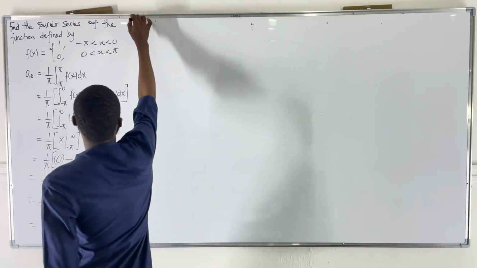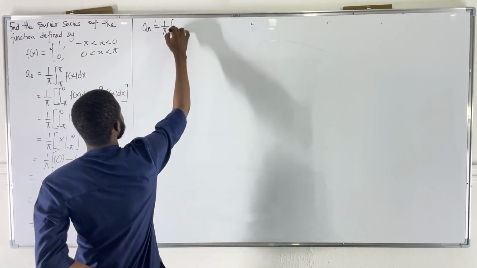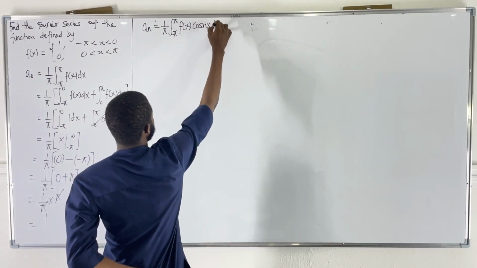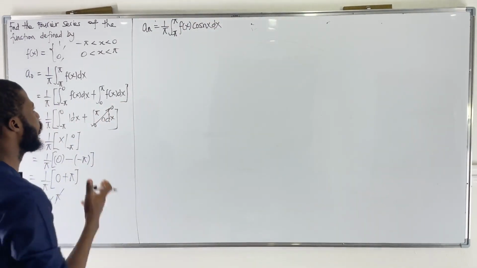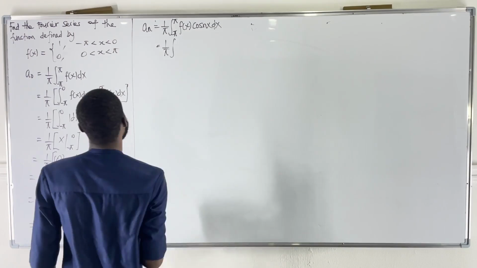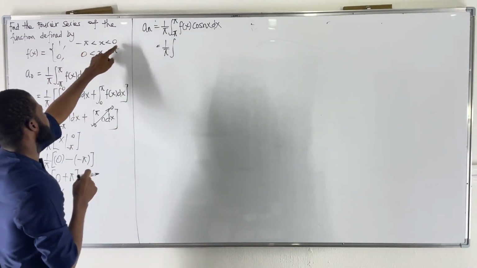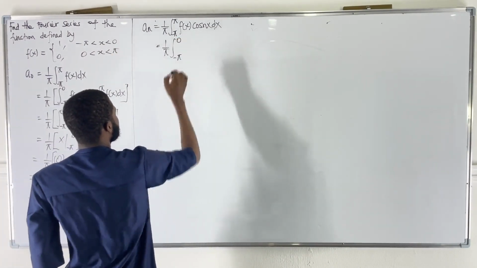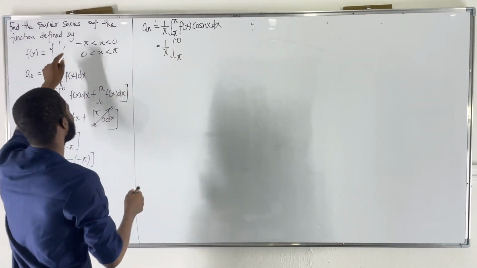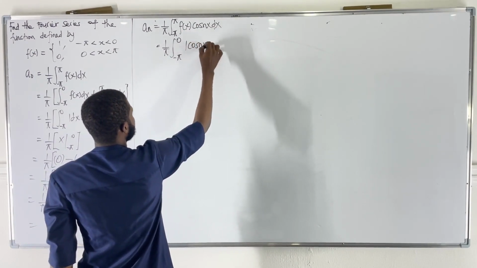Now let's find a sub n. So a sub n is 1 over pi integral from minus pi to pi of f of x cos nx dx. So that's the one for a sub n. So this will be 1 over pi integral from, now let's split it the same way we've done this. So we're going to say minus pi to 0. But the function, when it's from minus pi to 0, is 1. So this will just be 1 cos nx dx.